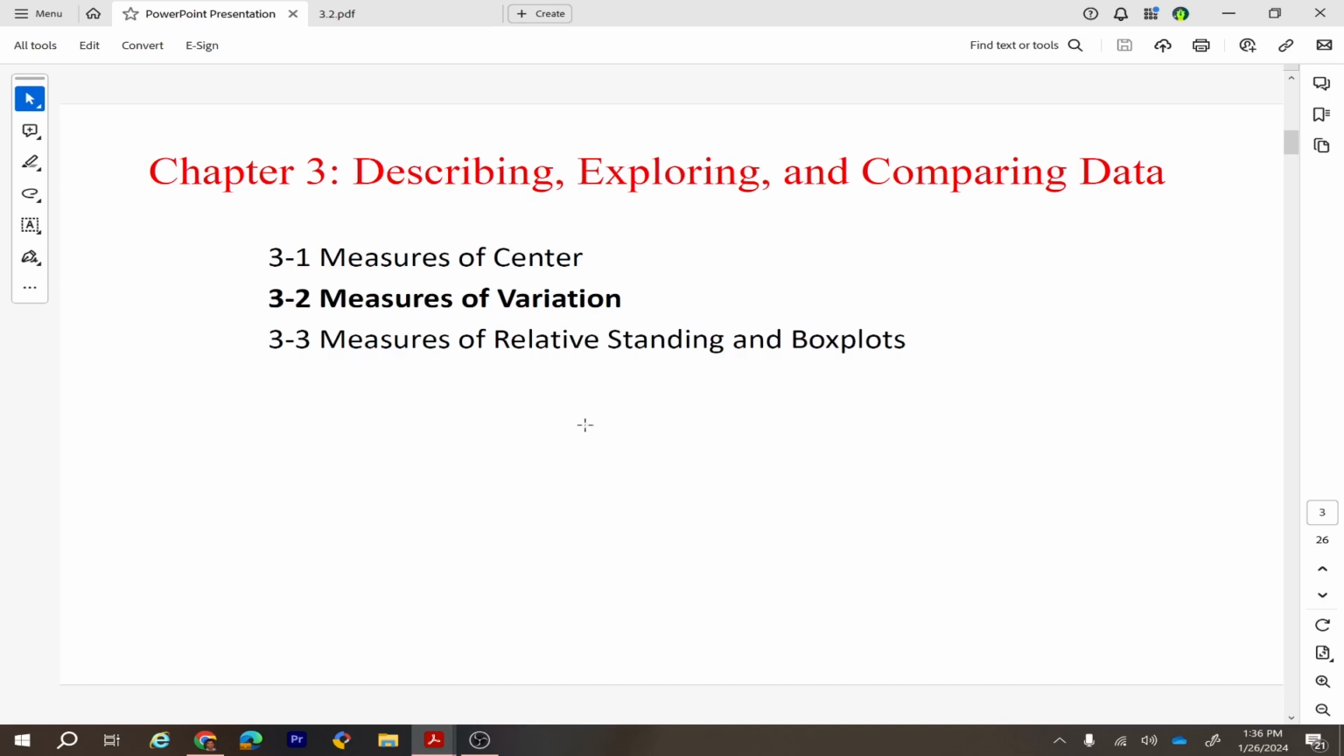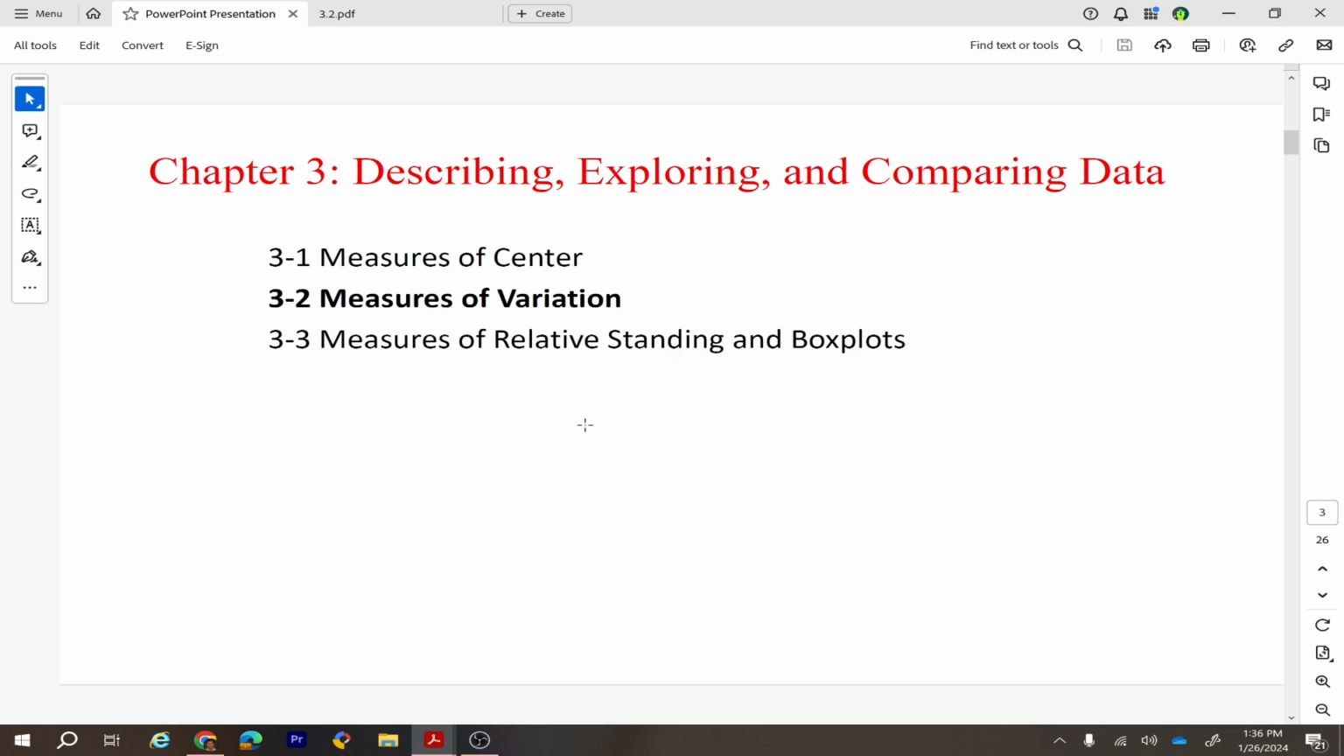Storing and comparing data. These are the things we are doing in this chapter. In the previous section, we found the measures of center. So if you have data, how do you find the center of the data? And we calculated mean, median, mode, and mid-range in Section 3.1.